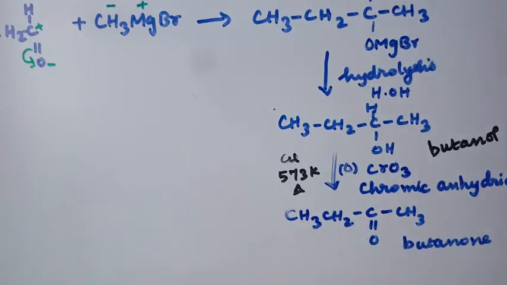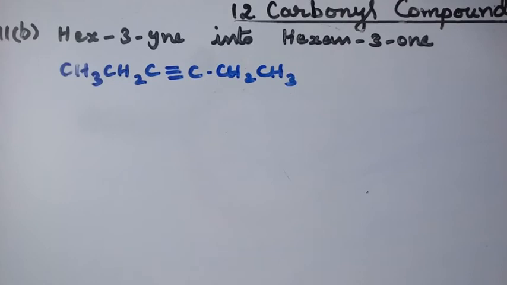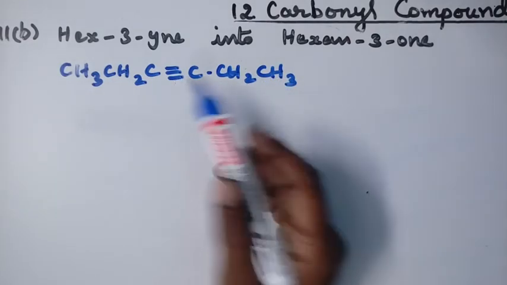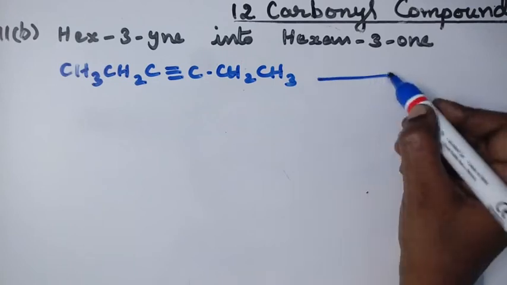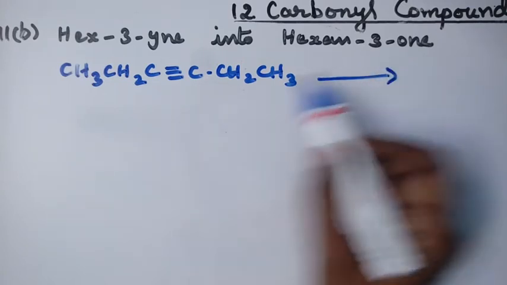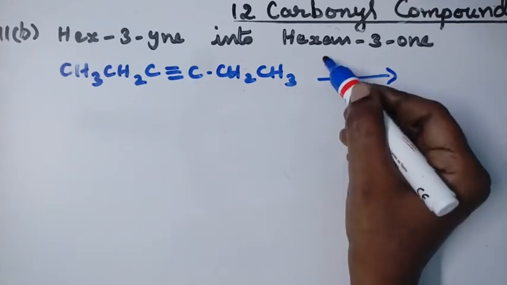Now we'll see the second one. Hex-3-yne into hexan-3-one. In hex-3-yne, at the third carbon there is a triple bond. To convert hex-3-yne into hexanone, we have to change it into a keto group. The third carbon should be changed to a keto group.